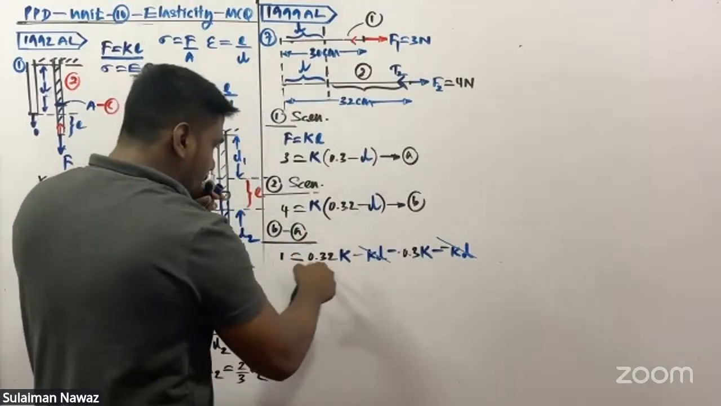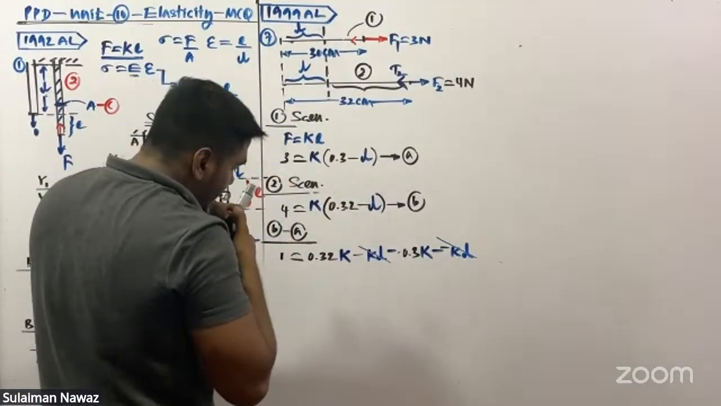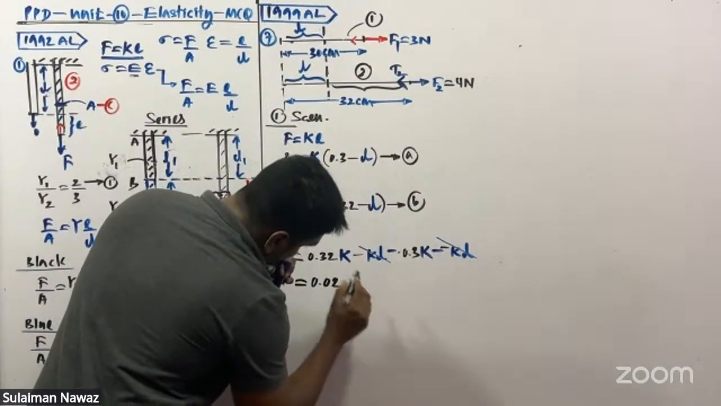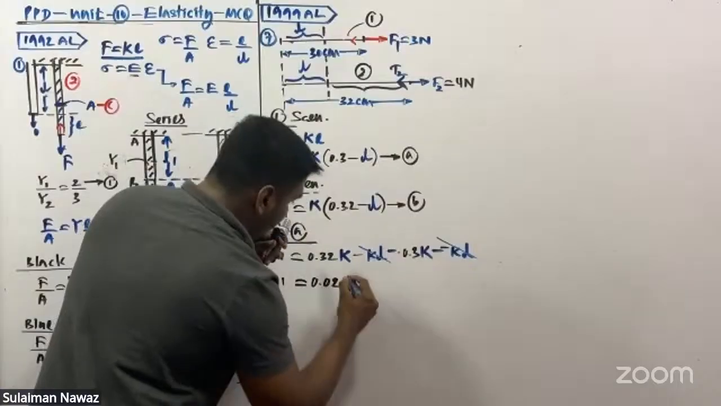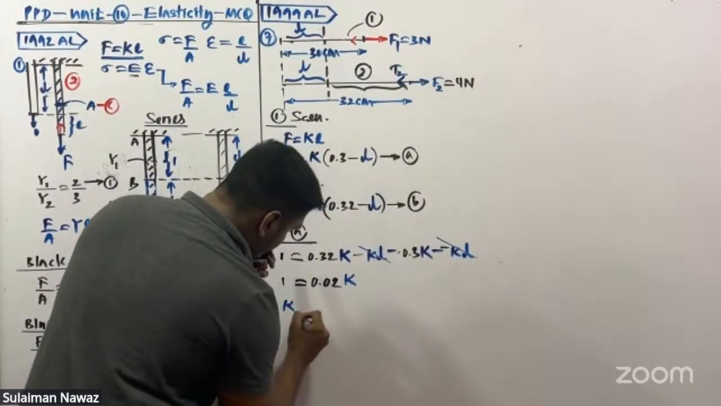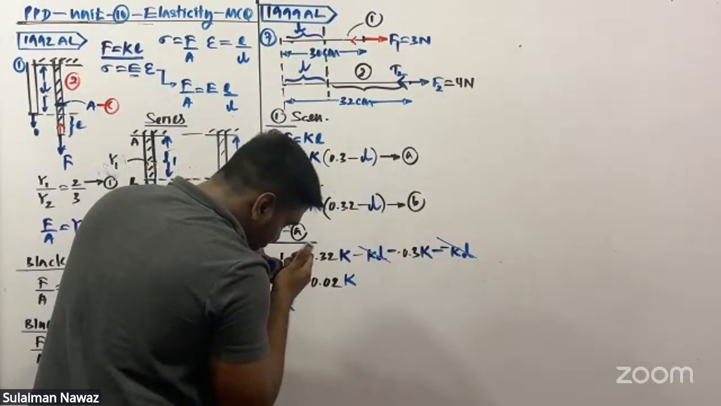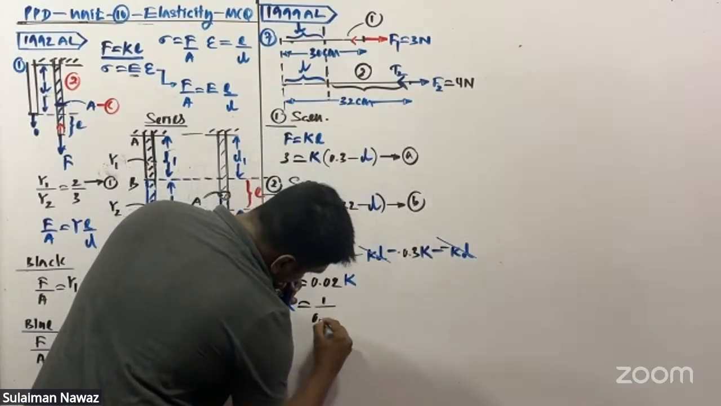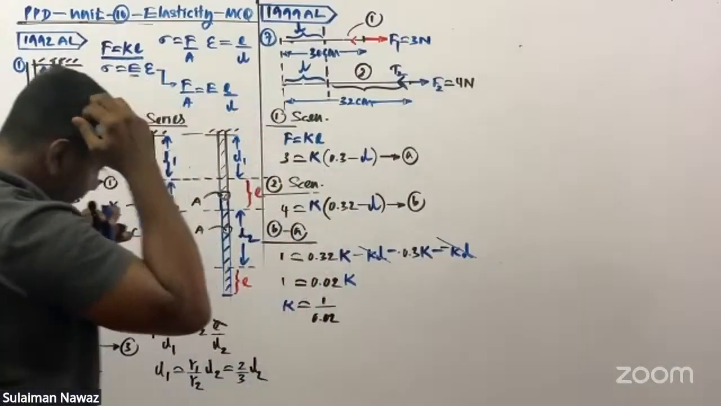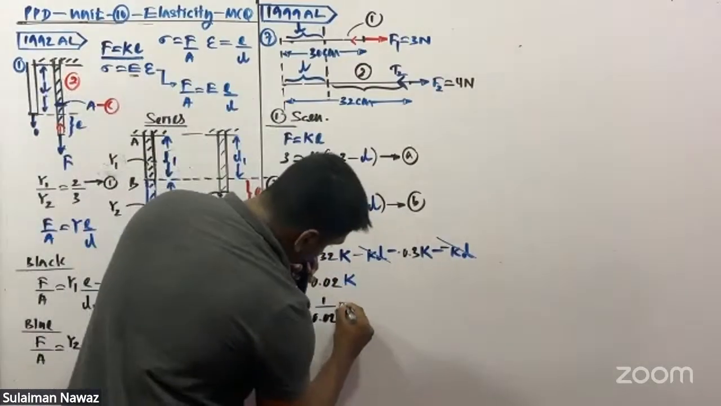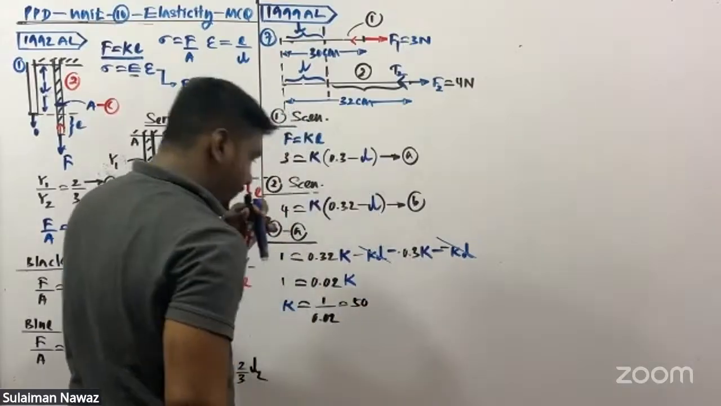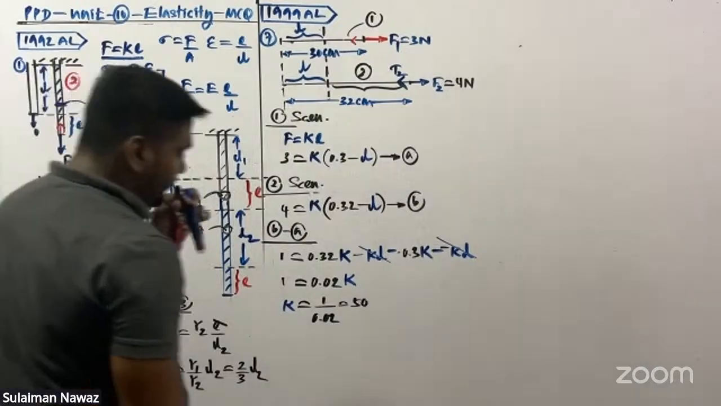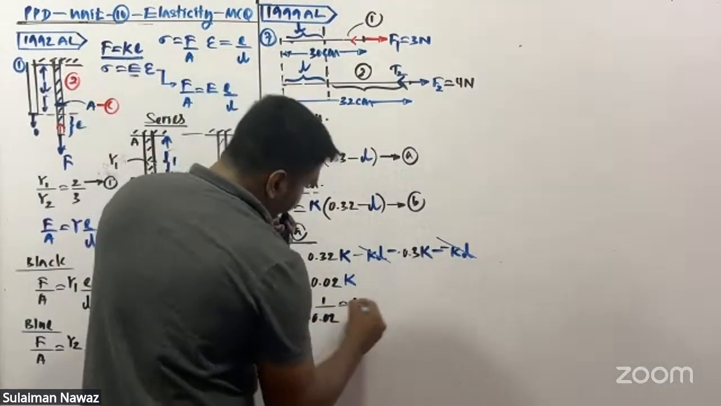Then 0.32 K minus 0.3 K means 0.02 K. So you are getting 1 equals 0.02 K. Finally, your K value will be 1 over 0.02. 1 over 0.02 means how much? 50. Am I correct? K is 50. What is the unit of force constant? Last day I told you. Newton per meter.